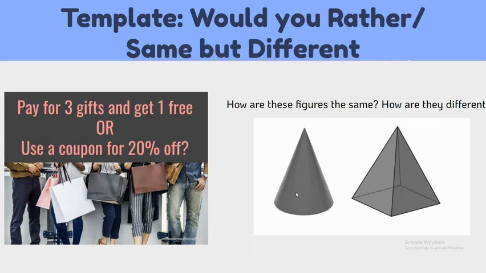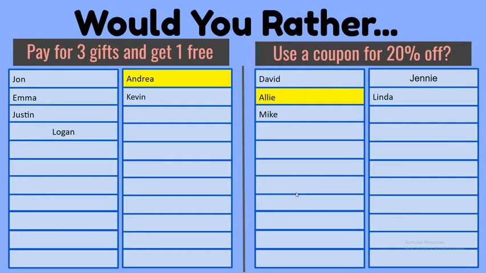A way you can have students share ideas is you can use something like a Jamboard, or you can use a HyperDoc situation like this, where we have the two situations. So on the left side, we have the students who would pay for 3 gifts and get 1 for free. And on the right, we would have the students who would use a coupon for 20% off. You could also split this up for a same but different, where you put similarities on the left side and differences on the right side, and have students share their answers in the boxes below.